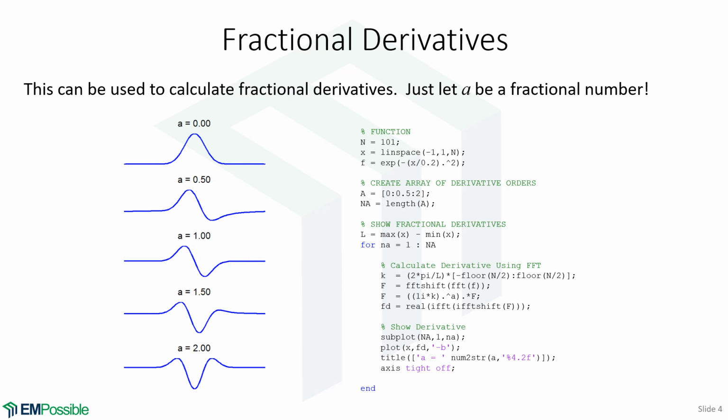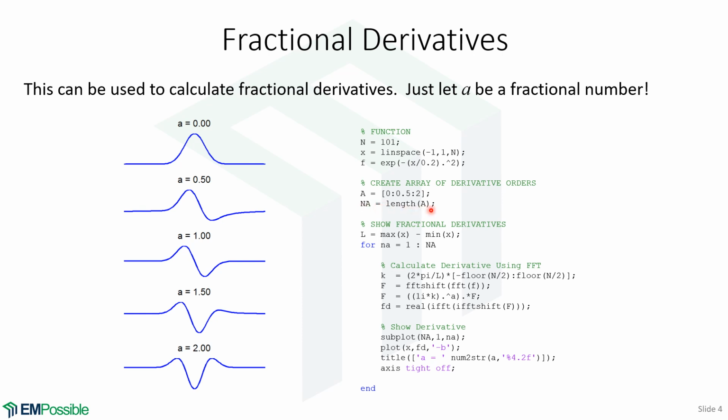Let's look briefly at how the MATLAB function works. So we'll choose 101 points, that's an odd number. We will create our array x from which we calculate our exponential centered at 0. Then we'll calculate an array of derivative orders. I want the 0 order derivative, that's the original function, the half, the 1, the 1.5, and the 2. Maybe you want more, in which case you can change this, but I'm creating an array that goes 0, 0.5, 1, 1.5, and 2 because that's what I want to display.